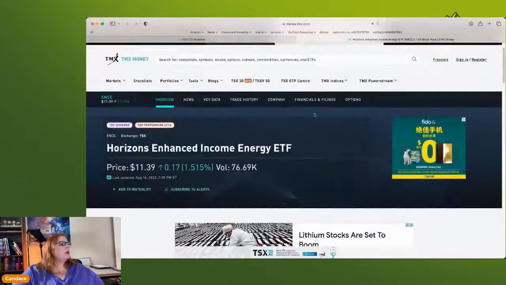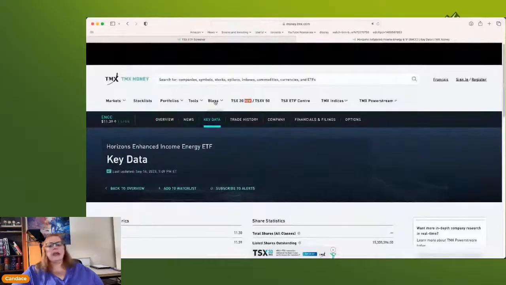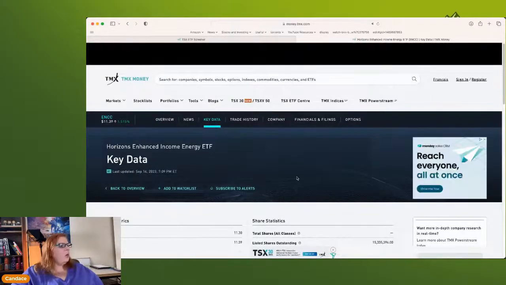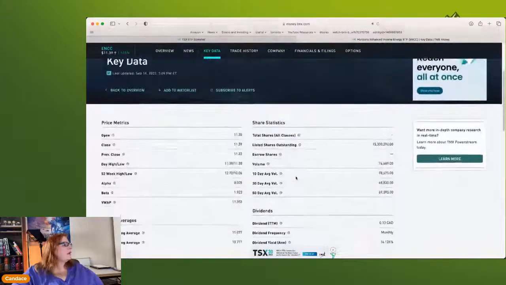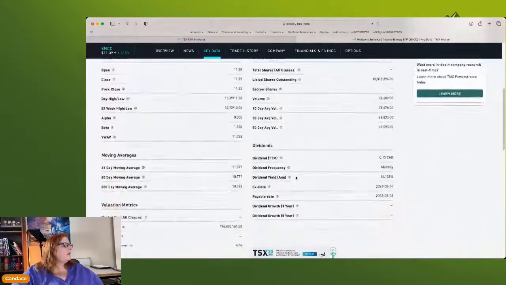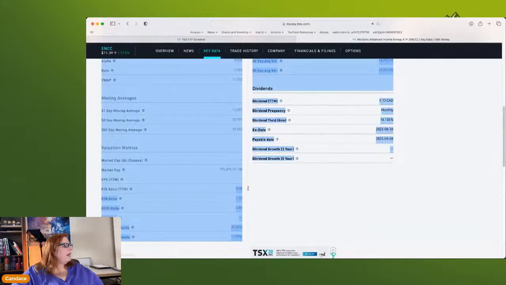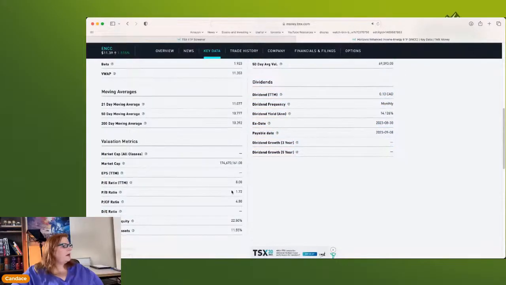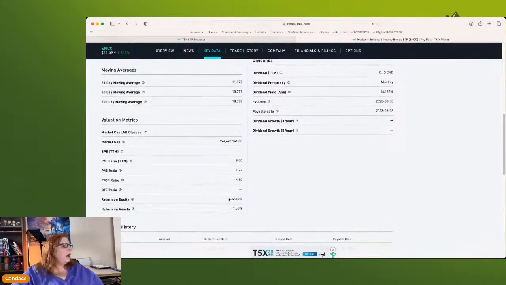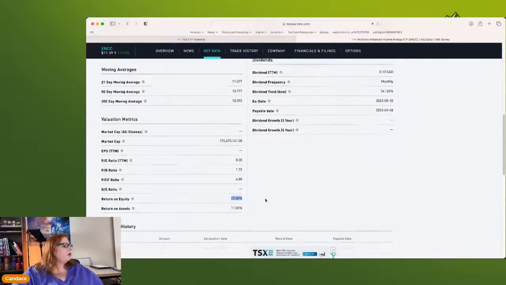But what we're going to do is come over and take a quick look at the key data. I always take a quick glance in here because this does give me some of the fundamentals. So, for example, we got a PE ratio of 8. Price to book 1.4. I love this. This is a good number, 22.50% on the return on equity.